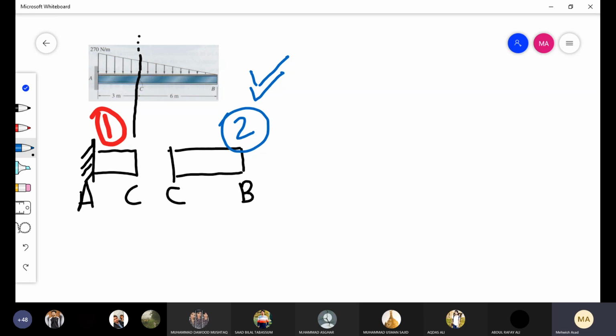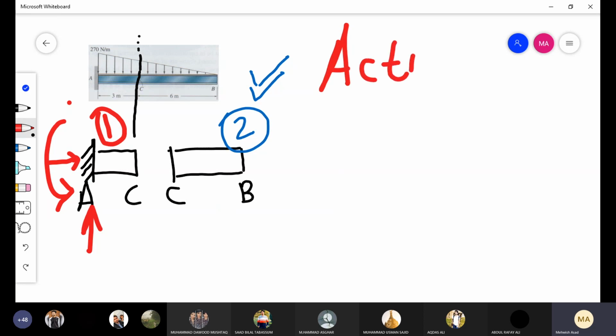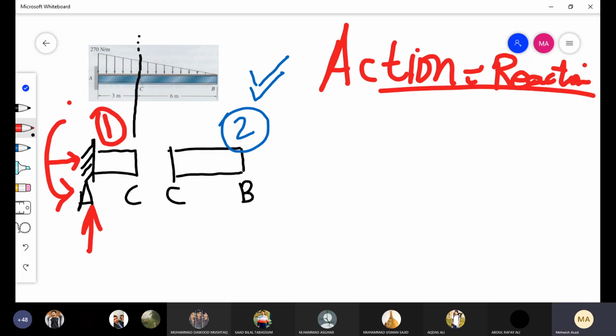And if I talk about the AC segment, I need to find all of these reactive forces first and then solve for the internal loading. As for the internal force, we have always read that every action has an equal and opposite reaction. Keeping this in mind, we will opt for either segment AC or BC, and work on one of them. So let's start with segment BC.